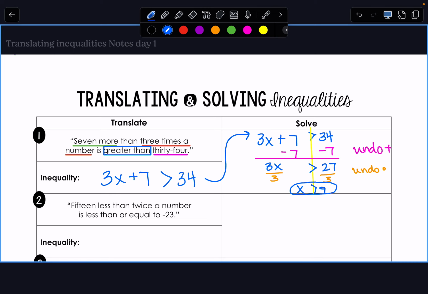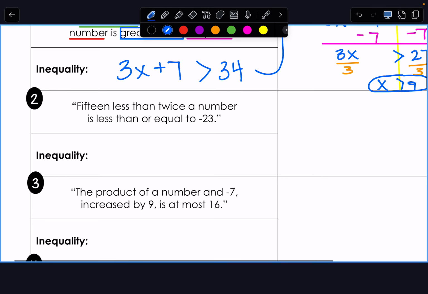All right, let's talk about number 2 because number 2 is what I'm worried about. I'm going to highlight this in chunks. 15 less than twice a number is less than or equal to negative 23. What I'm worried about is this 15 less than twice a number. This is something that we're continuously getting backwards. 15 less than twice a number. How do we write that?